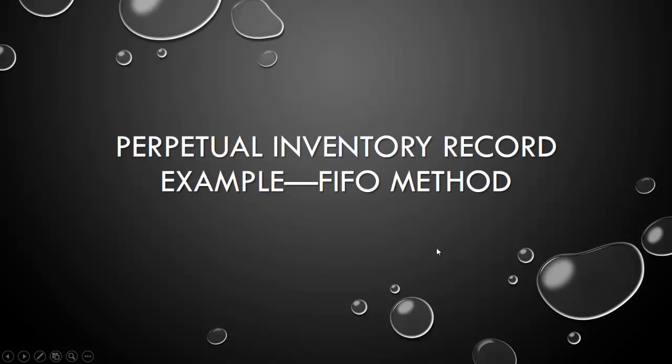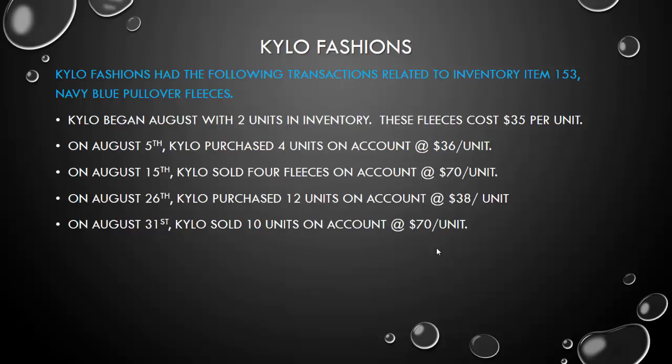Here is an example of keeping a perpetual inventory record using the FIFO method. For this example, we're going to use the same Kylo Fashions transactions that we had before. Again, they're going to start with 2 navy blue pullover fleeces in inventory with a cost of $35 a piece.